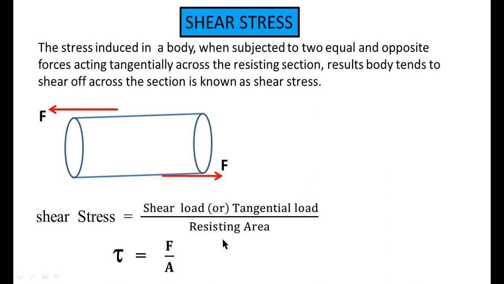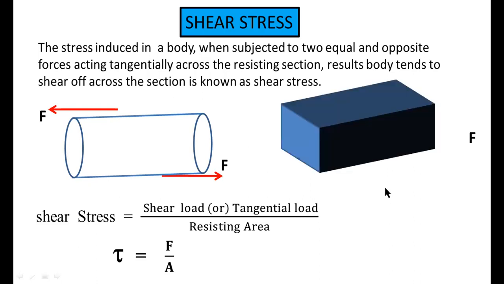So it is different for tensile and compressive loads. Here the symbol is also different. For shear stresses, you have to consider tau. Tau is the symbol of shear stress. This is the tau. F is the load acting on the body, and A is the resisting area.